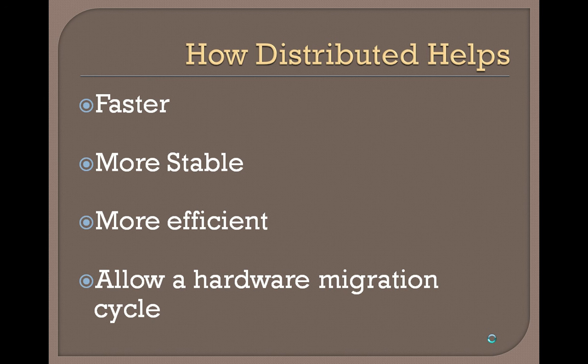It's more efficient. You're able to use your hardware more efficiently. You're able to have a migration cycle on the hardware. Your highest end hardware can be your FTK header, which we'll talk about later, or your Oracle server, which we'll talk about later. It can be used for those types of things.